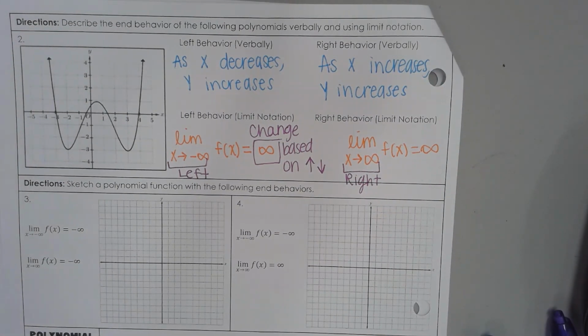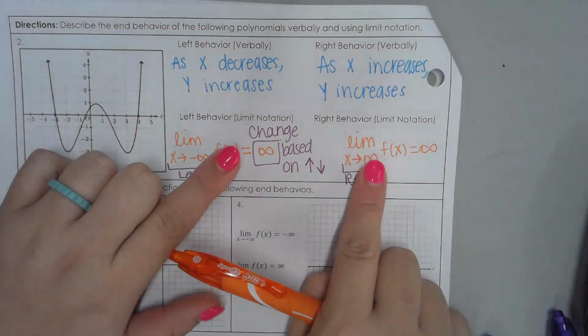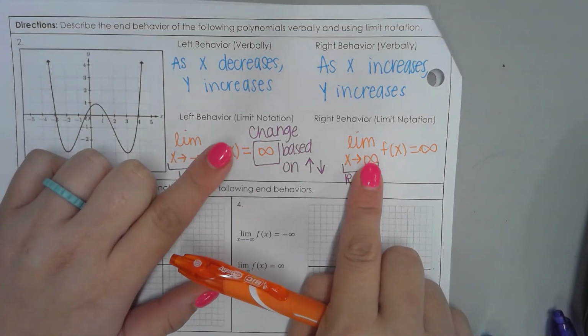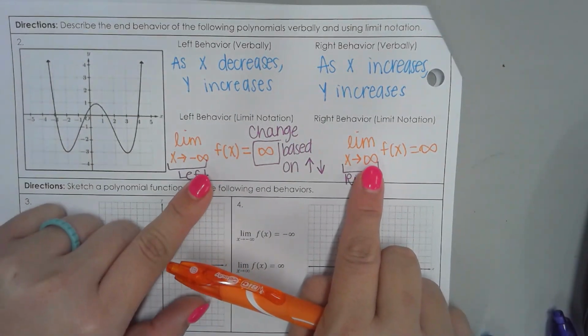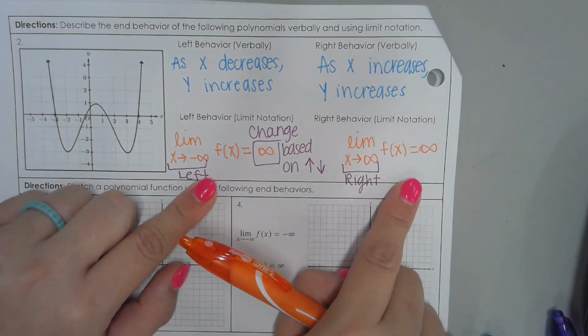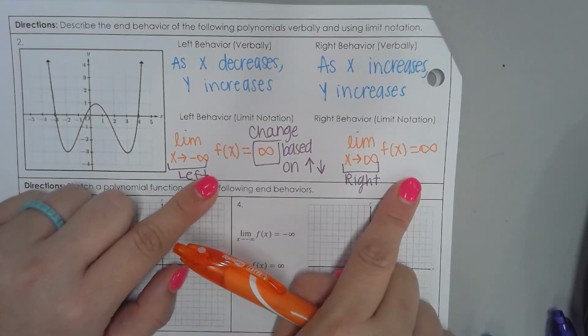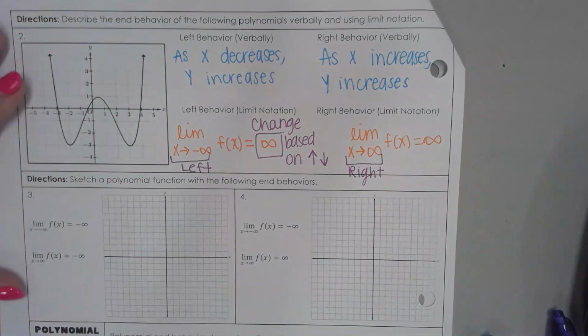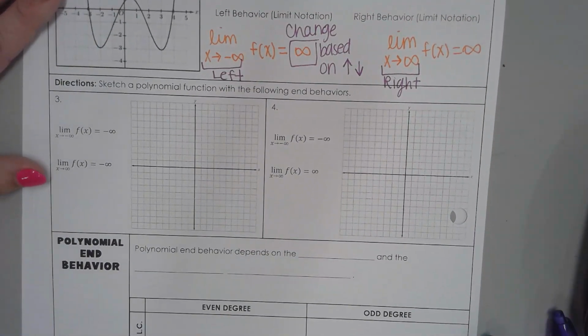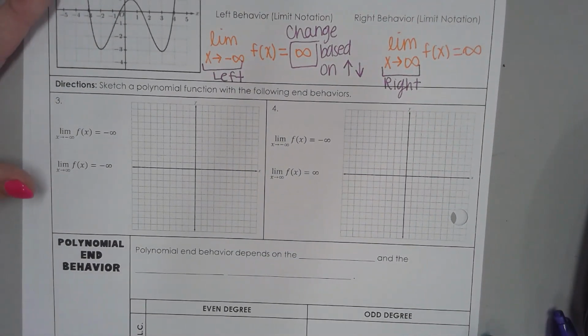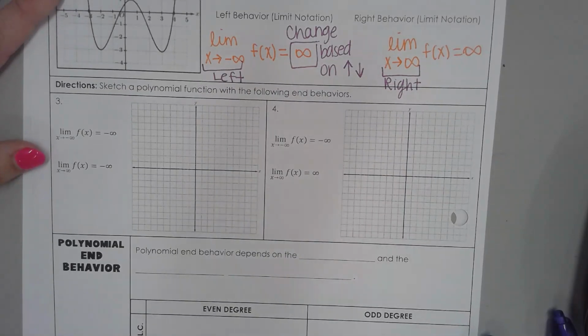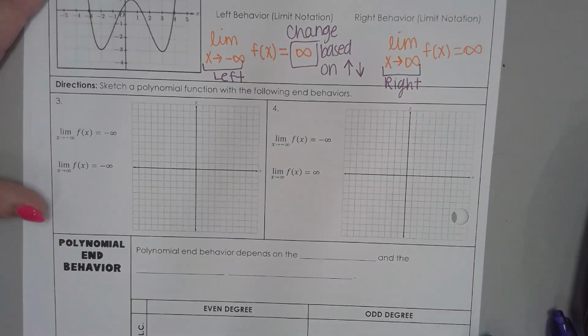So if I just ask you, state or write the end behavior, you're going to have both of these. You'll always have both. You'll always have something that's happening on the left, something that's happening on the right. So here, I'm doing it backwards. I'm giving you the end behavior. You're going to sketch a graph. And every one of us could have a different looking graph.